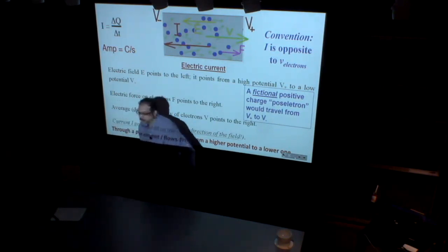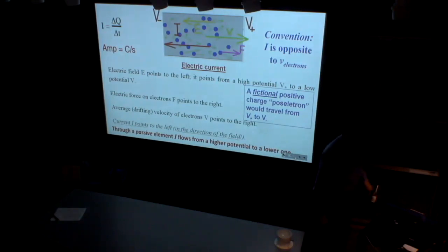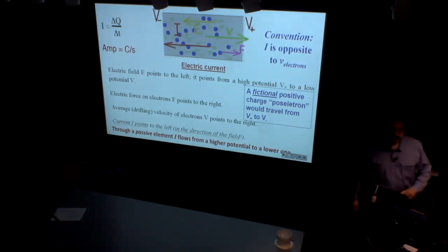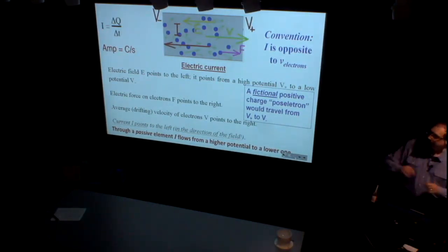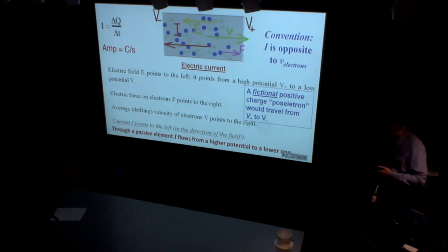So drift velocity actually is very, very slow, about 1 millimeter per second. But they all start to travel practically at the same time. If you have a very, very long wire and connect it to a power supply, all electrons in that wire start moving simultaneously, slowly, but at the same time. And that's what we call electric current.